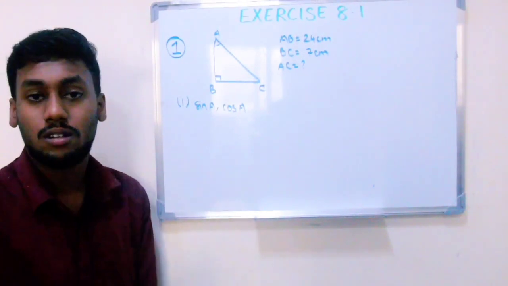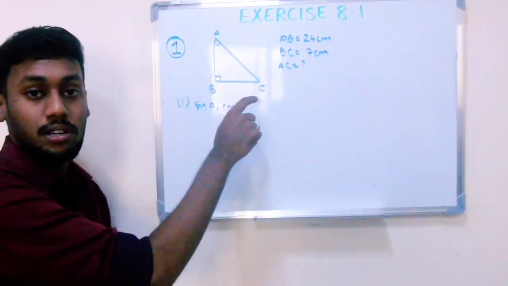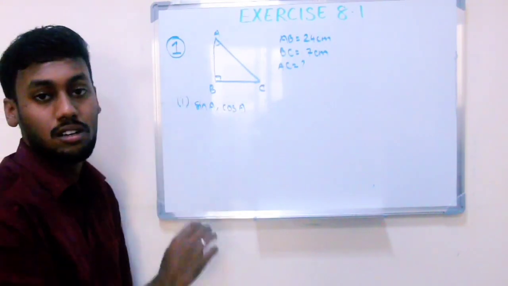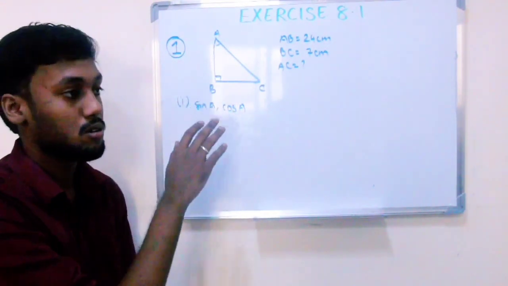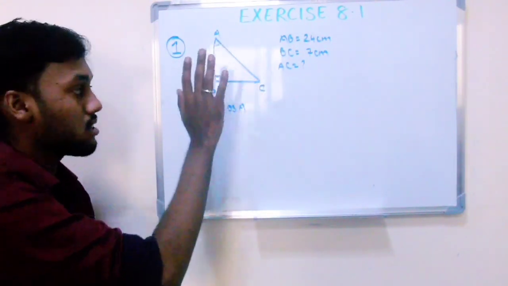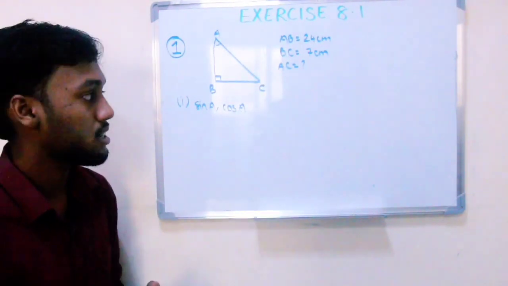So the first step for any trigonometric question is that you should have a diagram like this. A right angle triangle diagram first. As per the question you should draw everything. A, B, C, which is right angled at B. So I have drawn the first step. And the second step is that you should write all the measurements which are given in the question.